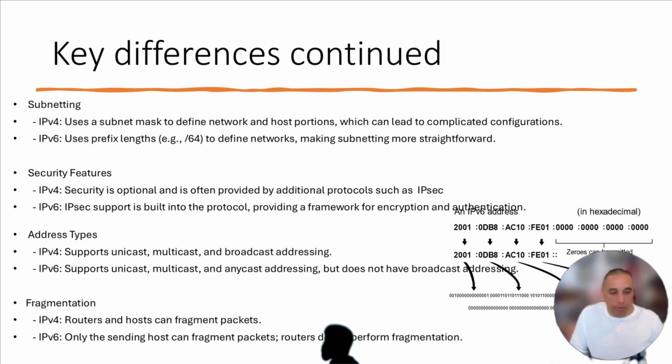Subnetting. IPv4 uses a subnet mask to define network and host portions, which can lead to complicated configurations. IPv6 uses prefix lengths, e.g. /64, to define networks, making subnetting more straightforward.